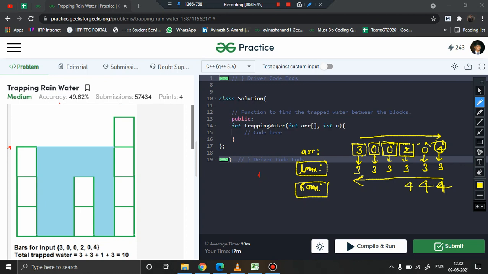Come to this point. What is the maximum height of tower observed so far towards the right of it? 4 only. And for this one? 4 only. Got the point?